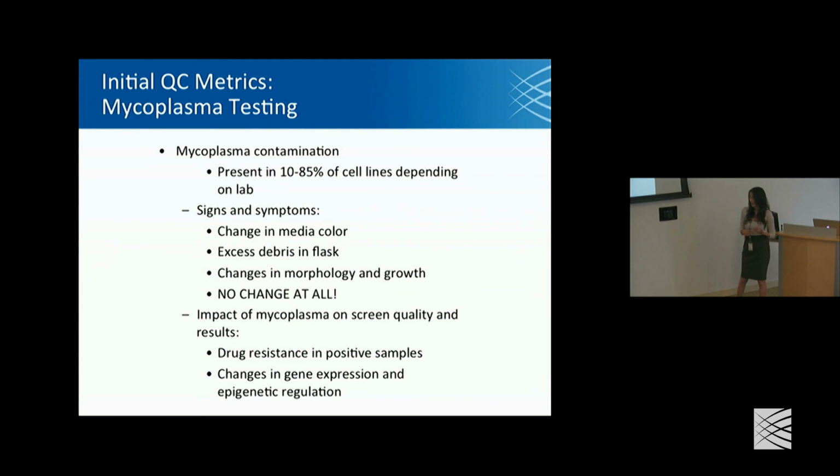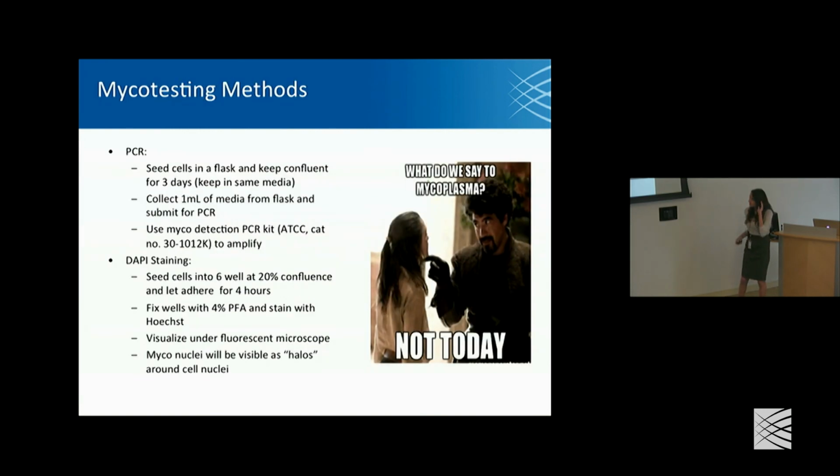Specifically, mycoplasma can cause drug resistance in positive samples and can change gene expression and epigenetic regulation. So a couple ways to test for mycoplasma are PCR and DAPI staining. To run a PCR, you would seed cells in a flask and keep them confluent for 3 days without changing the media. You would then collect a milliliter of the media and submit that for PCR. We use a mycodetection PCR kit from ATCC to amplify.